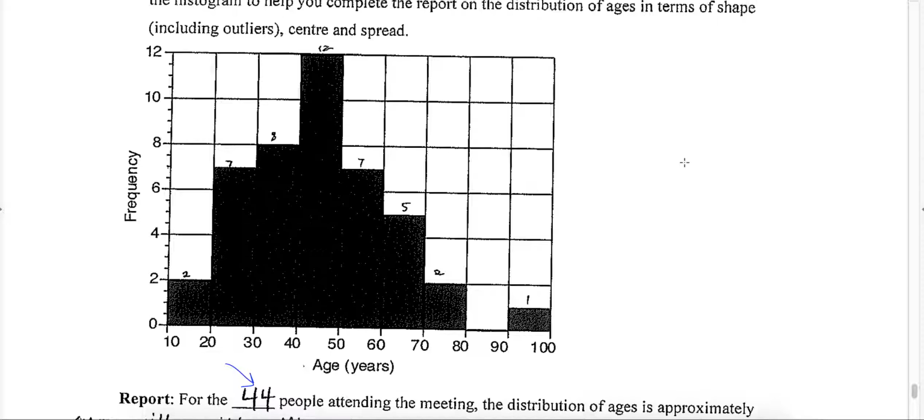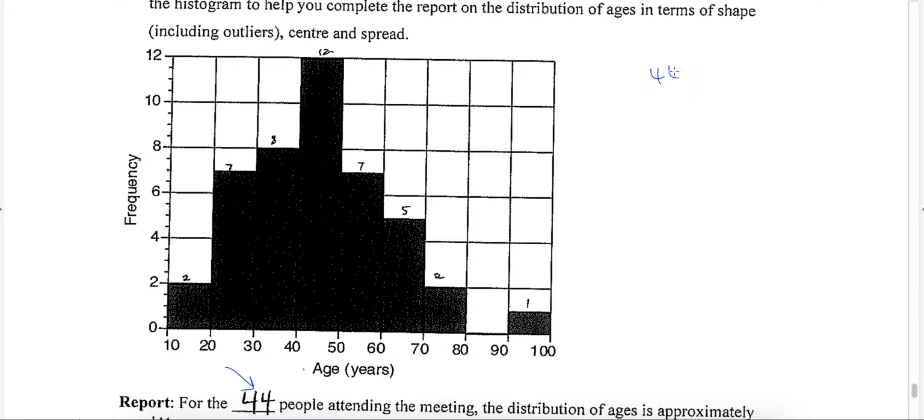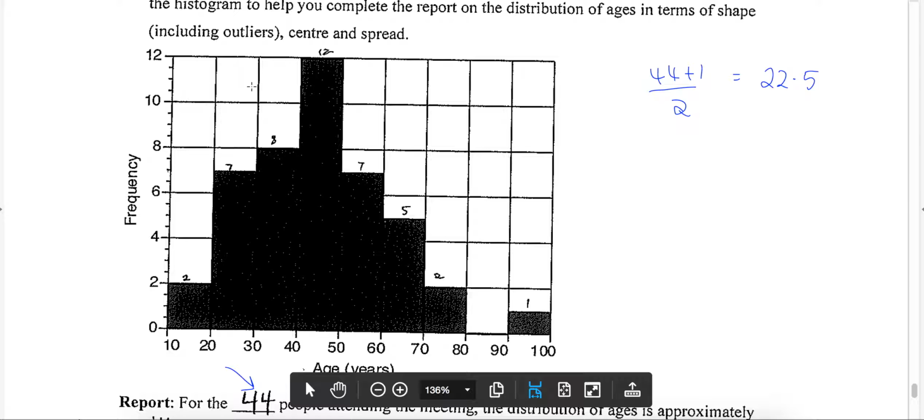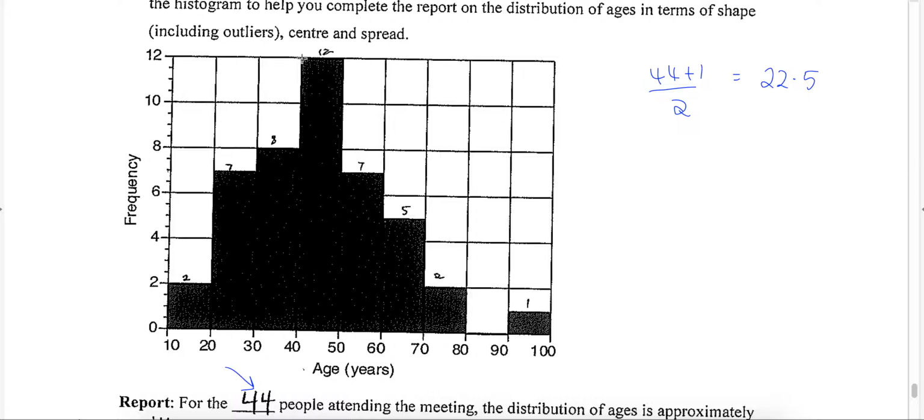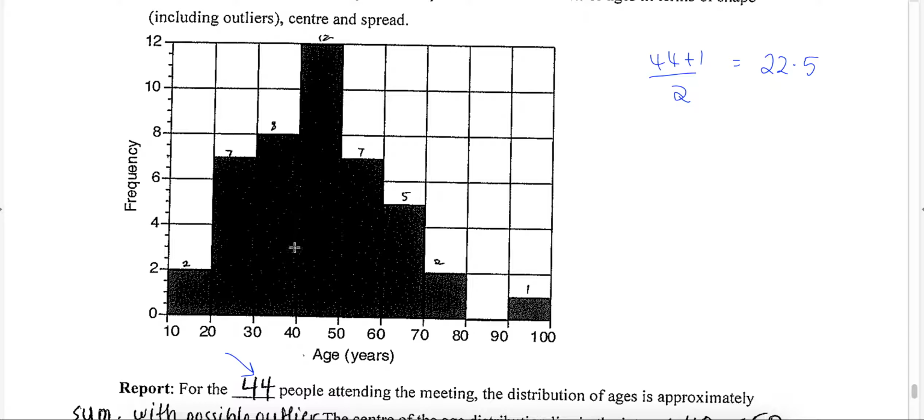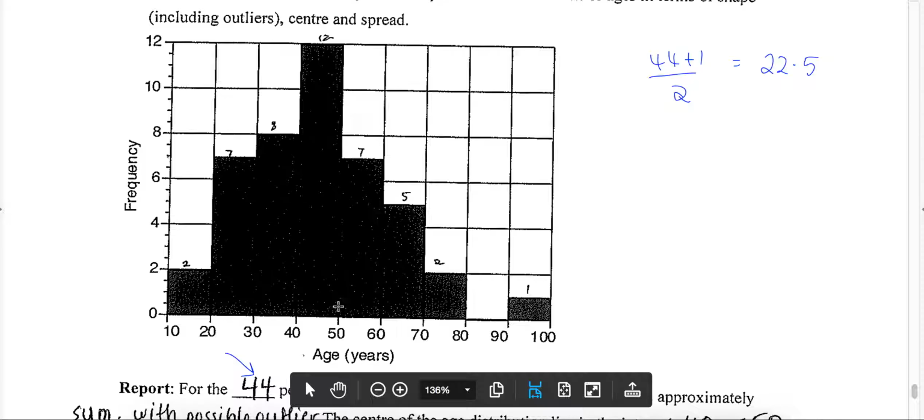So if we know there are 44 of them, we go 44 plus 1 over 2, so 22.5. And again, you need to start from one end, so we're going to get 9, 17, 29. That's taken me over the 22.5, and so I'm in this interval 40 to 50.